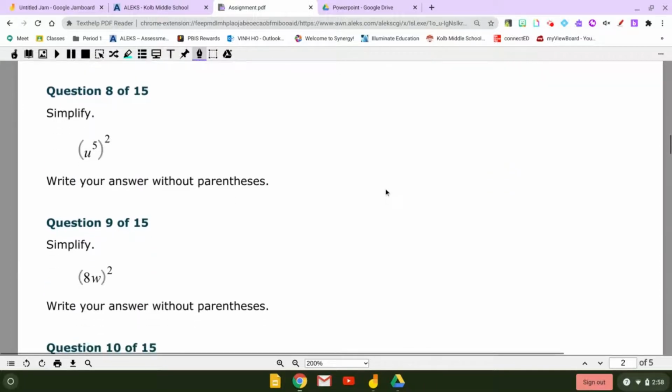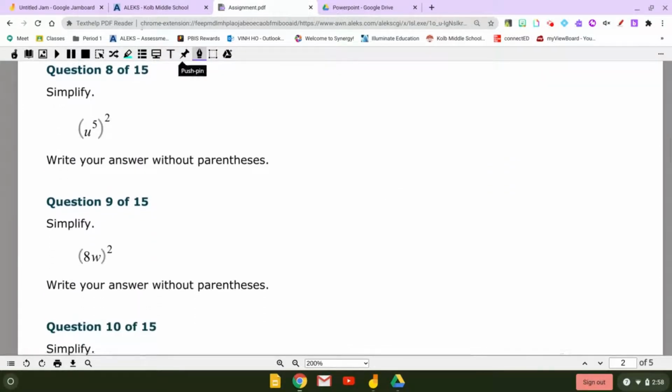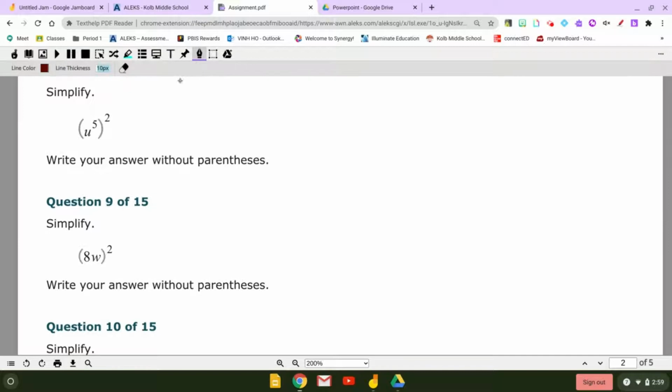Problem 8 and 9. All right, problem 8. When we have the power of a power, what do I mean by that? You have a power outside of another power. So basically, we are just multiplying them together. Okay, that will be u to the 10.